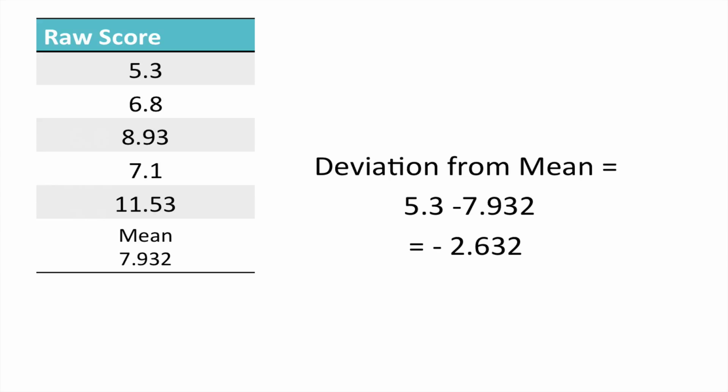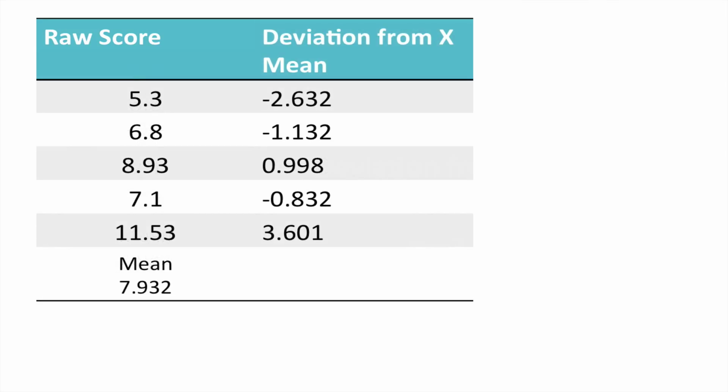So we've worked out our mean. We're going to do 6.8 minus 7.932, 8.93 minus 7.932, 7.1 minus 7.932, and so on for however many scores we have. And we're going to record that in another column like this. So we've now got our raw scores and our deviations.